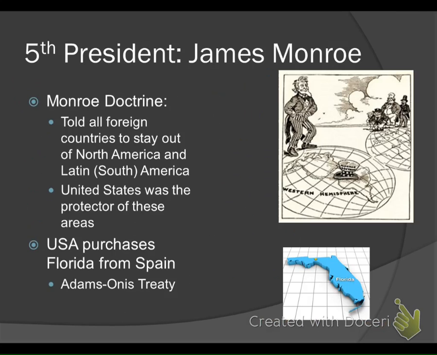And another thing that happened under Monroe is the United States purchased Florida from Spain. This was an attempt to get Spain out of the United States. And so we purchased Florida, and this is when Florida became a part of the United States. And the treaty that this happened under was called the Adams-Onis Treaty.